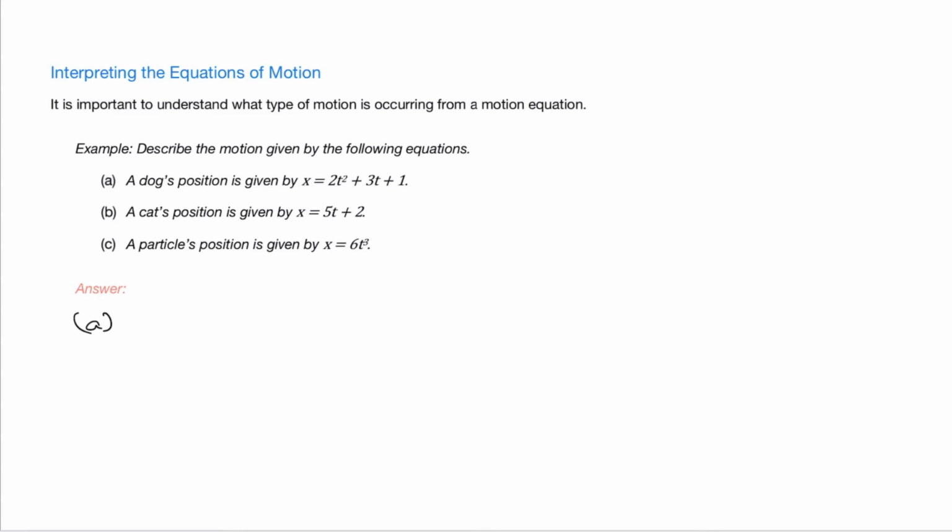To understand how to describe the motion of this dog, let's compare the equation that we're given, x equals 2t squared plus 3t plus 1, to our first kinematic equation, x equals 1/2 at squared plus v0 t plus x0. And once we write them next to each other, it becomes pretty clear that the coefficients are going to give us the relevant values that we need. 2 is going to be equal to 1/2 a, 3 is going to be equal to v0, and 1 is going to be equal to x naught.